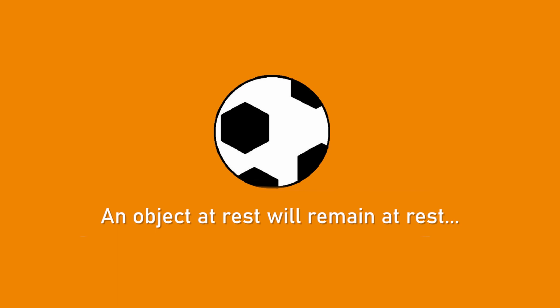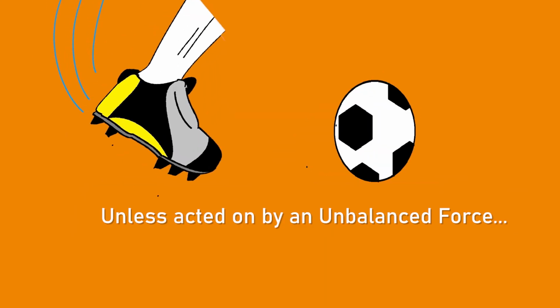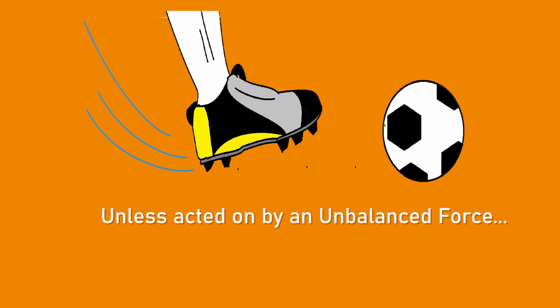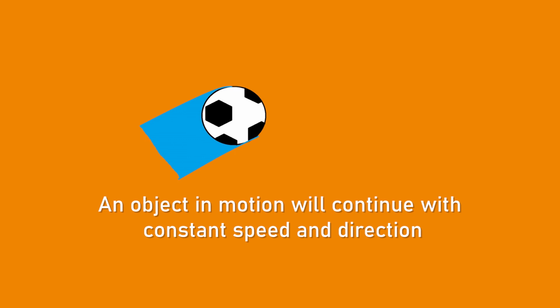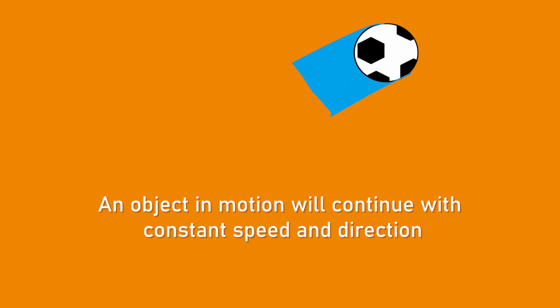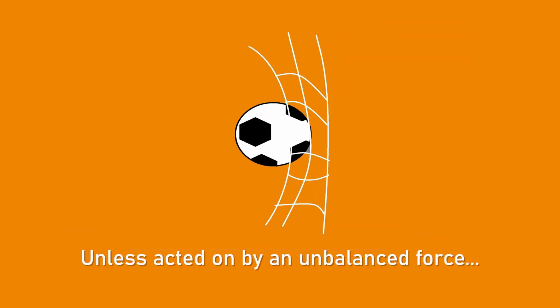For better understanding, take a look at this. An object at rest will remain at rest, like the ball, unless acted on by an unbalanced force, maybe through kicking the ball. An object in motion will continue with constant speed and direction unless acted on by an unbalanced force. So that is all about Newton's first law.